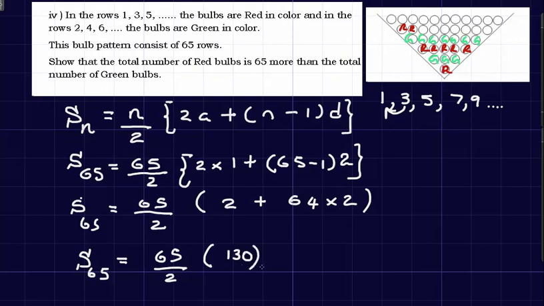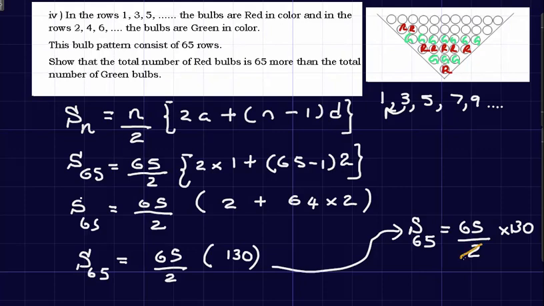So there's no space to go downwards, so let me go to the side here. S65, S is for the sum. Sum is another word for addition. 65 over 2 times 130. So we can multiply and divide, or we can cancel first, up to you.